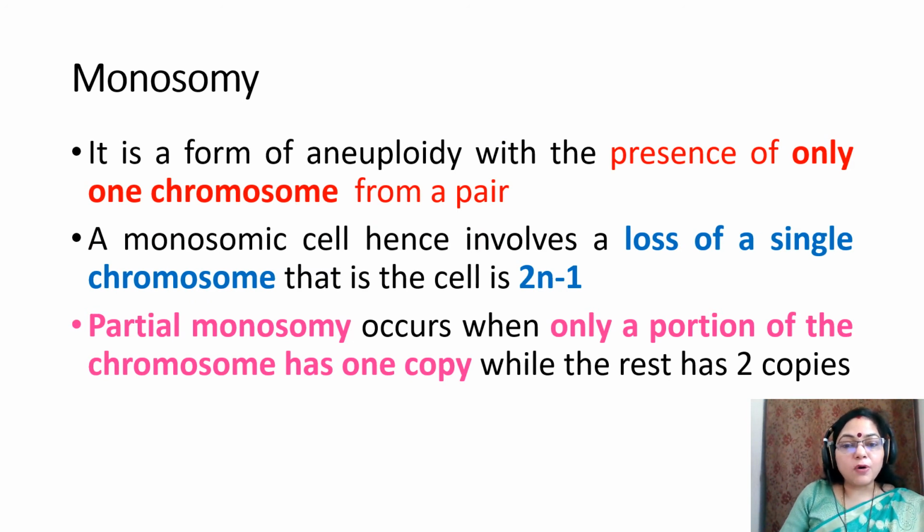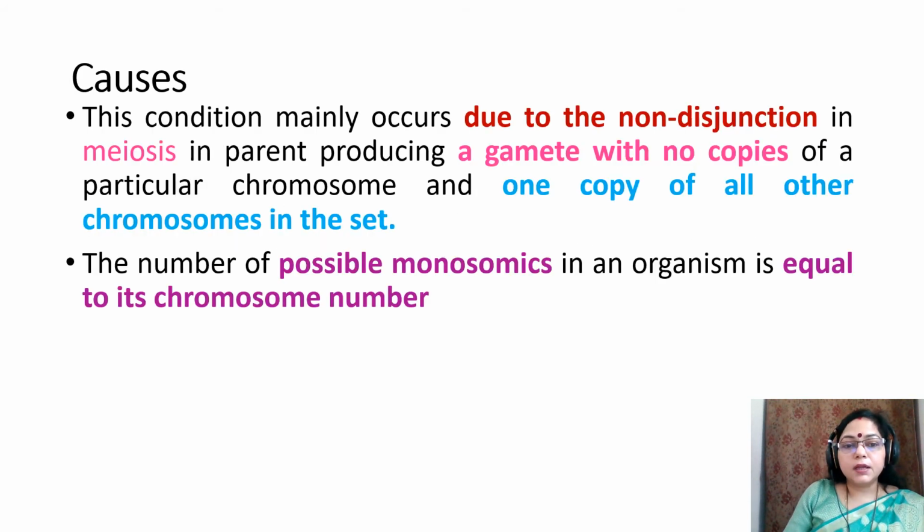Monosomy. It is a form of aneuploidy with the presence of only one chromosome from a pair. A monosomic cell hence involves a loss of a single chromosome, that is, the cell is 2n minus 1. Partial monosomy occurs when only a portion of the chromosome has one copy while the rest has two copies. This condition mainly occurs due to non-disjunction in meiosis in a parent, producing a gamete with no copies of a particular chromosome and one copy of all other chromosomes in the cell. The number of possible monosomics in an organism is equal to the number of chromosomes.